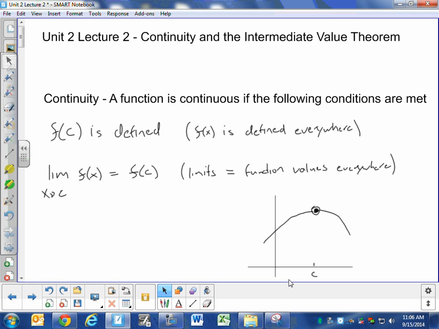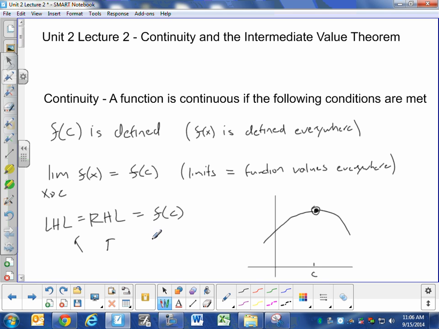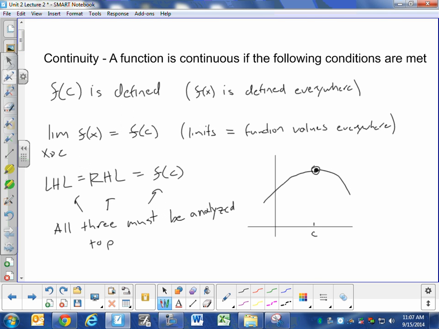This is the formal definition of continuity. If we're ever asked to prove something's continuous at a specific location, you'd have to look at the function value at that location and look at the left and the right-hand limits to make sure all three of these are the same. All three must be analyzed to prove continuity at c. Okay, and we'll do that a little bit.